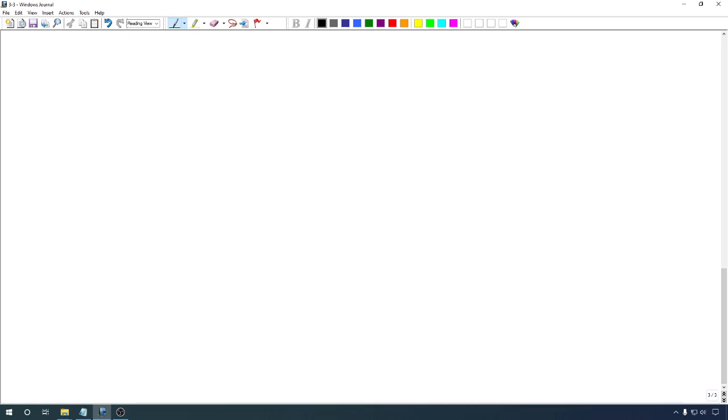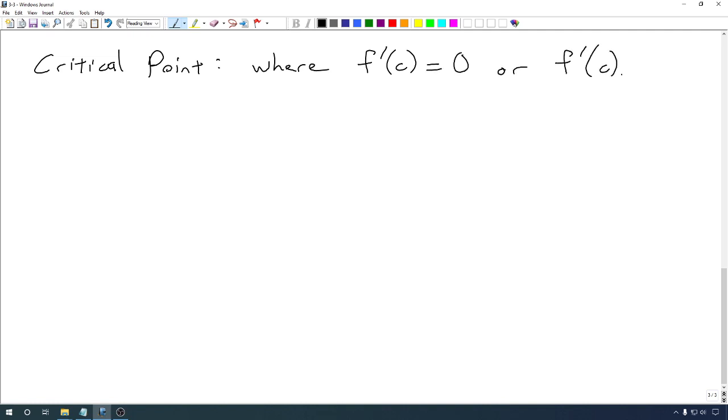But I do want to first give a name to the points where the concavity actually changes. Just like we had critical points when it came to increasing and decreasing. Remember, a critical point where the derivative equals 0 or the derivative doesn't exist. Just kind of a very brief definition there. We're going to come up with a similar kind of name for talking about concavity. We're going to define what we call an inflection point.